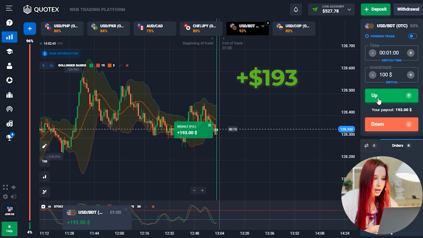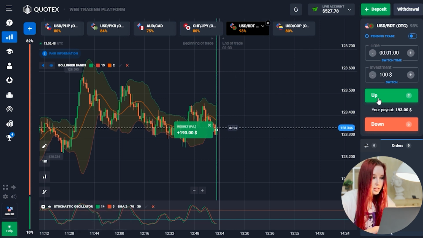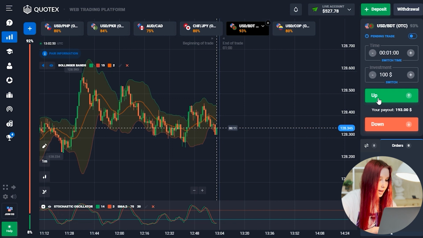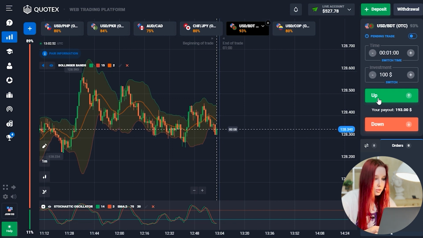Awesome, I'm in profit, and here we can also notice that the candle touched the lower Bollinger Band and the stochastic oscillator is at the oversold level. Well, that's why my trade was up here. Now let's move on to the next currency pair.